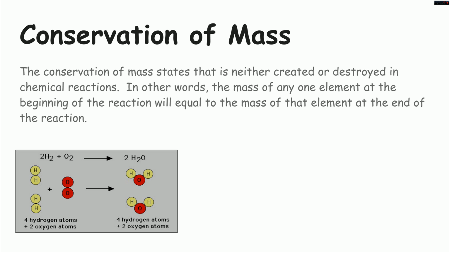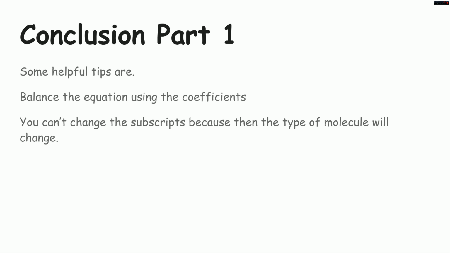The conservation of mass. The conservation of mass states that mass is neither created nor destroyed in a chemical reaction or reactions. In other words, the mass of any one element at the beginning of the reaction will equal the mass of that element at the end of the reaction.